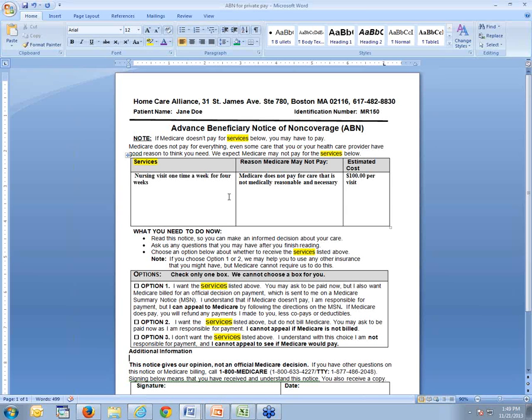Now, this patient, because they're willing to private pay, is going to select the second option box. And that says, do not bill Medicare. You may ask to be paid now. I am responsible for payment. They are going to pay you. And then I don't really think you need any additional information. And then you could ask the patient. So the patient checks option 2 themselves, and then they sign and date the form.